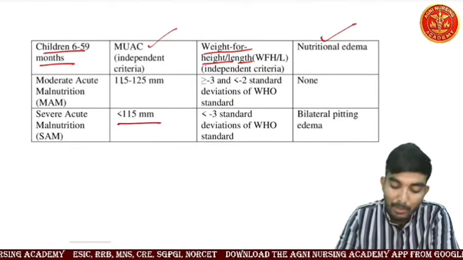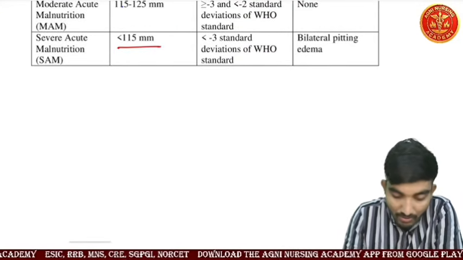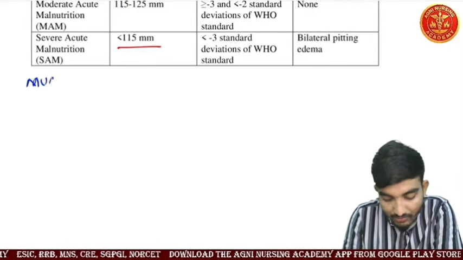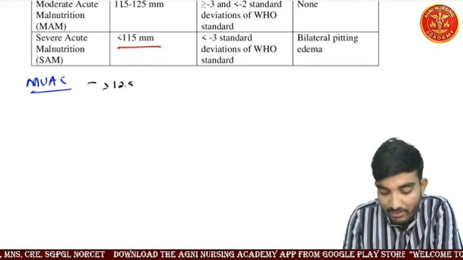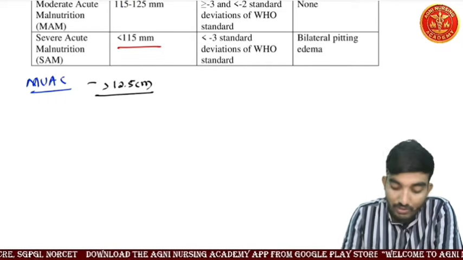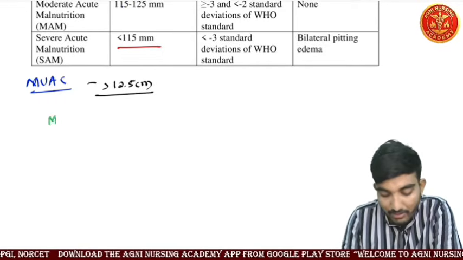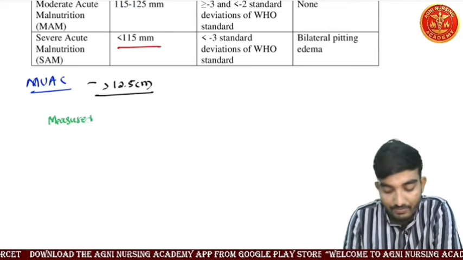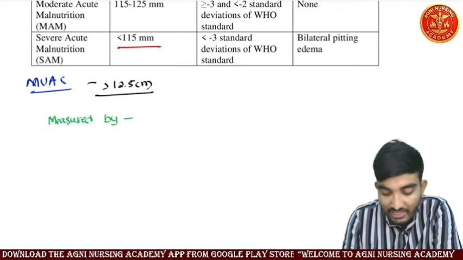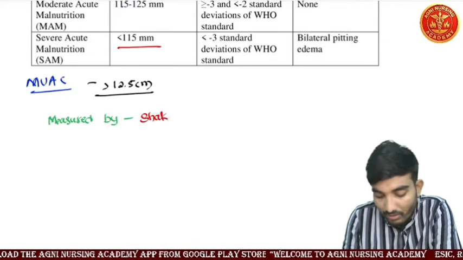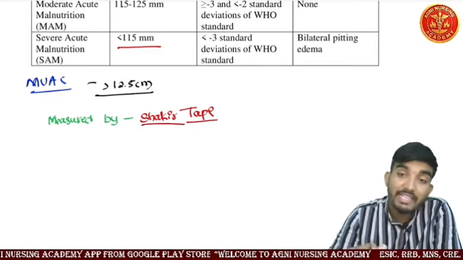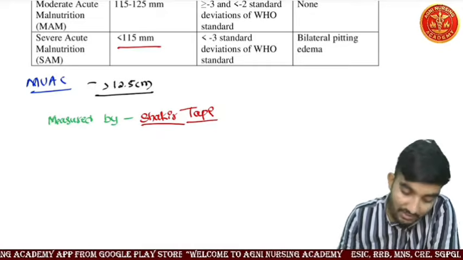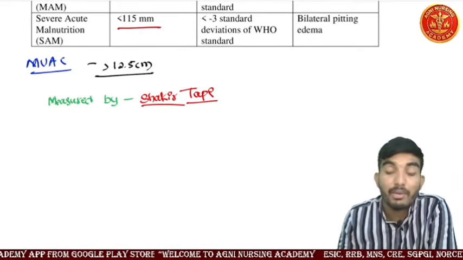And mid-upper arm circumference, normally it is more than 12.5 centimeter. Mid-upper arm circumference is measured by Shakir tape. In the Shakir tape, there are three color codings according to the mid-upper arm circumference.